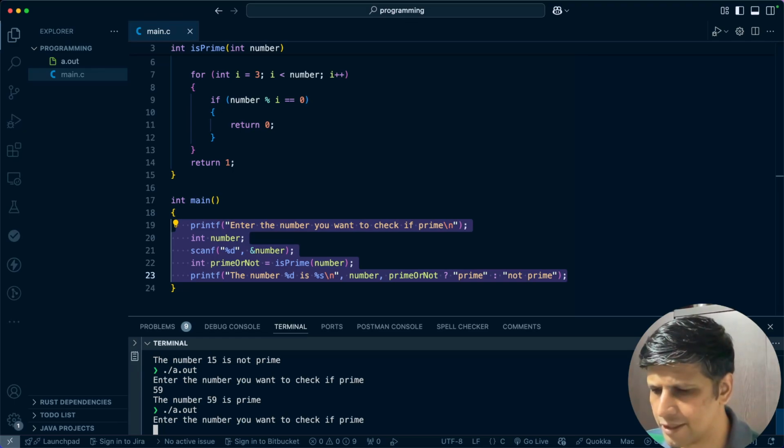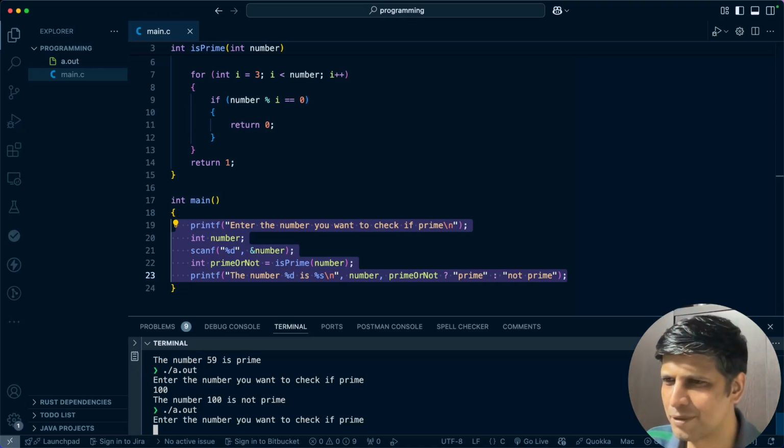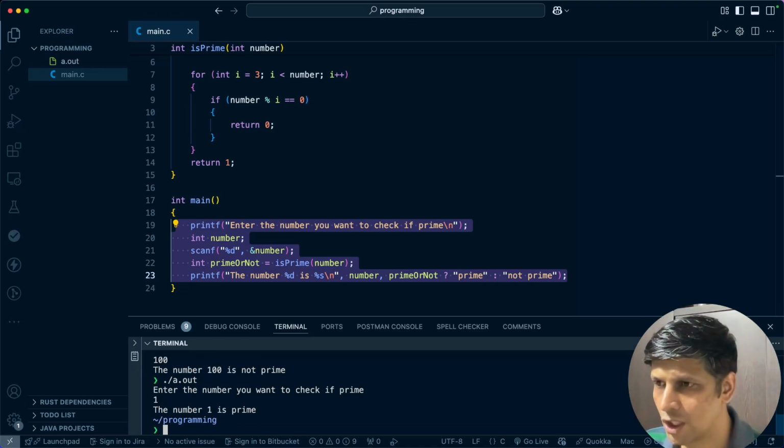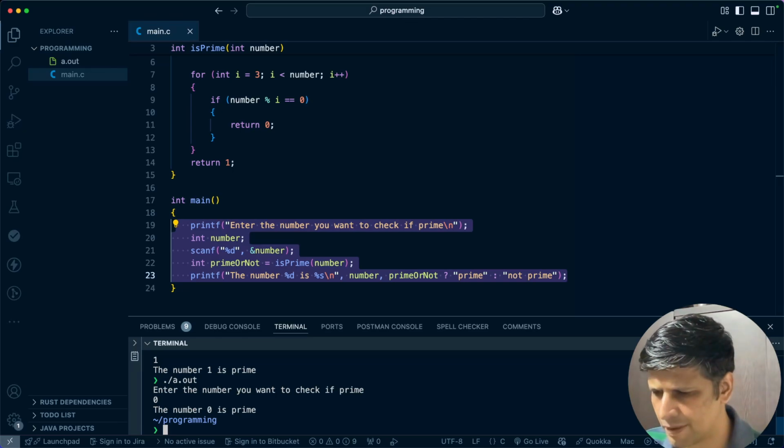What about 100? Let's try that. 100 is not prime. And let's try some small numbers. Enter 1. 1 is prime. Is 1 a prime number? What about 0? Let's try that. 0 is prime.